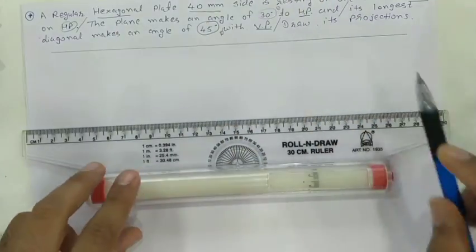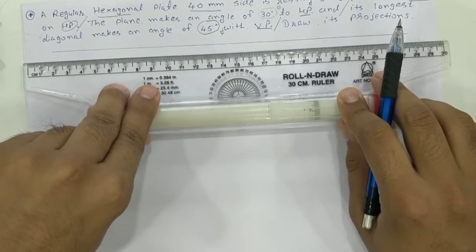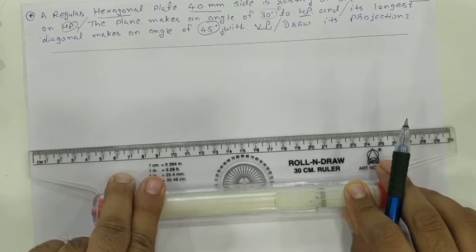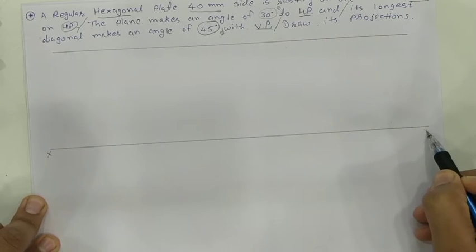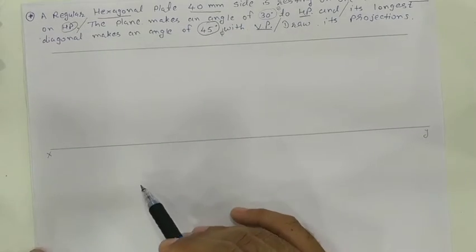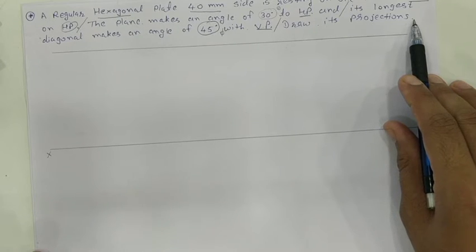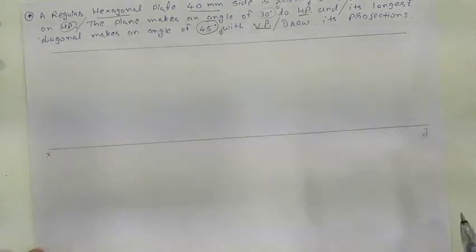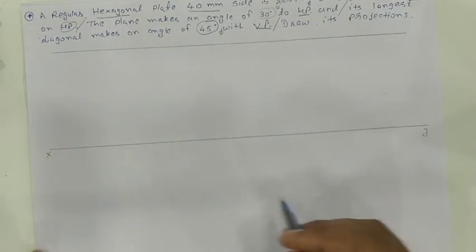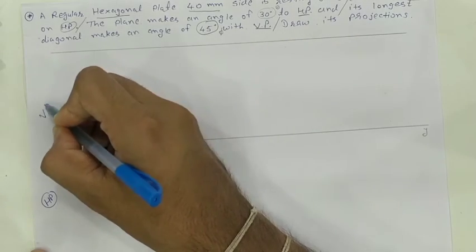We need a hexagon with the help of the rounder method. First of all, I am placing a roller scale on this reference line and dragging this line in the downward direction. Then I will draw an XY line. If no detail is given about which quadrant it is resting in, and it only says HP, we will consider the first angle projection method. In first angle projection, below the XY line is HP, and above the XY line is VP, the vertical plane.